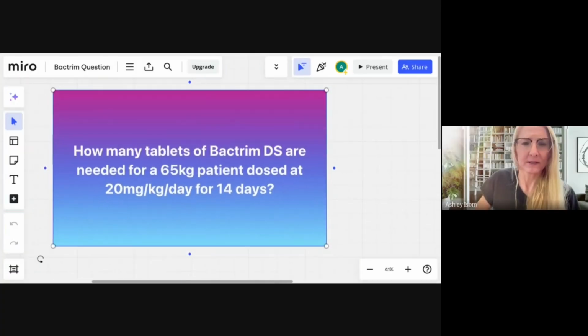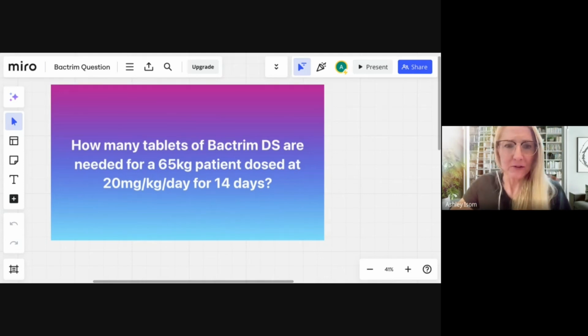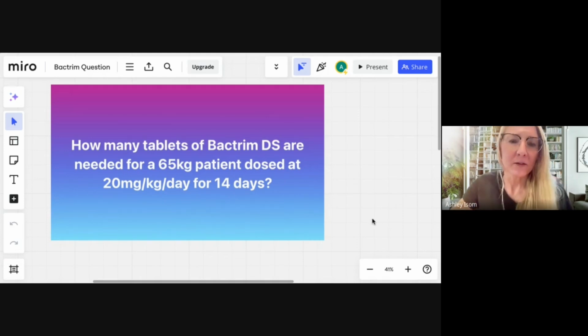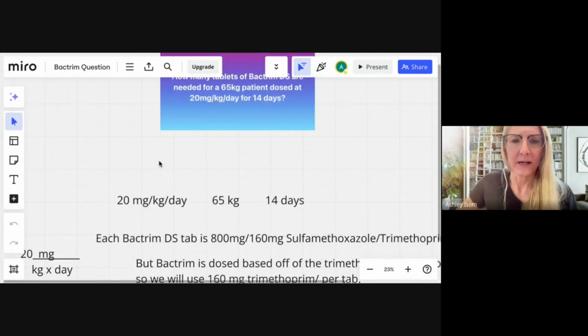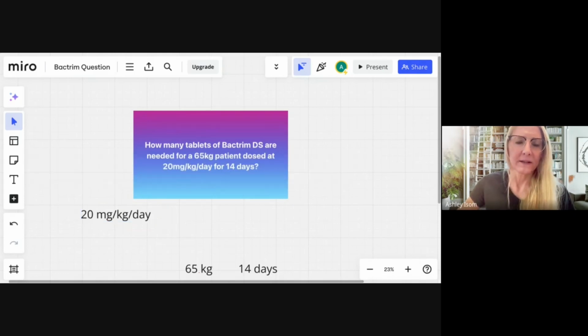Hello, so I had this question I was asked to explain a little bit more about. It's a Bactrim dosing question. How many tablets of Bactrim DS are needed for a 65 kilogram patient dosed at 20 milligram per kilogram per day for 14 days? And I know that I have 20 milligram per kilogram per day. That's the dose that is prescribed.